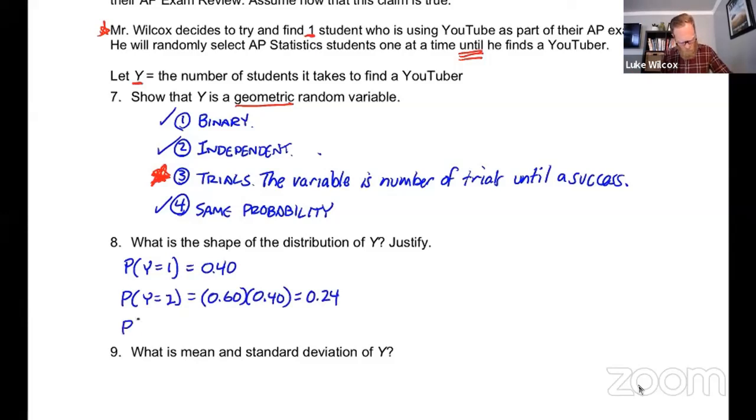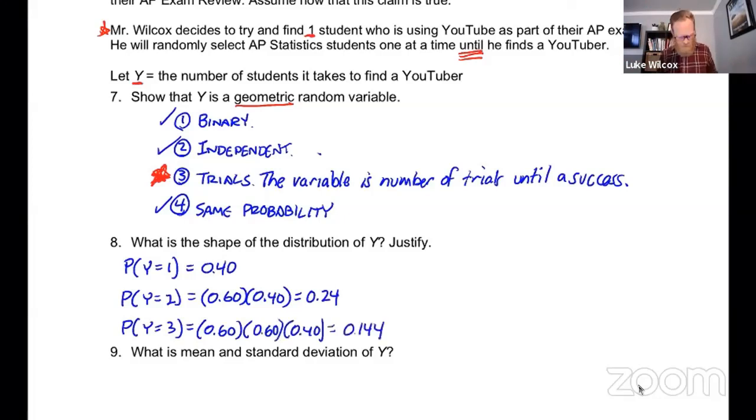Now let's just do one more of these, thinking about the probability that it takes 3 people to get our first success. Well, then we're going to have a failure, and then a failure, and then a success. So it would be 0.60 times 0.60 times 0.40. And sure enough, that's going to be 0.144.